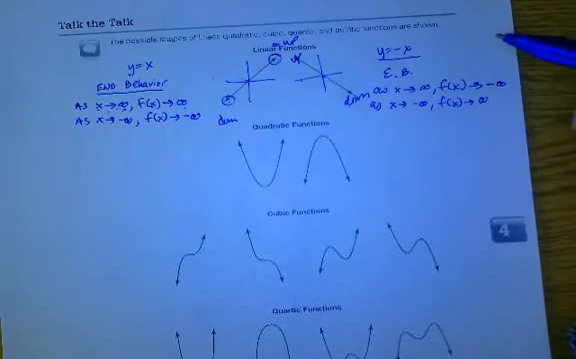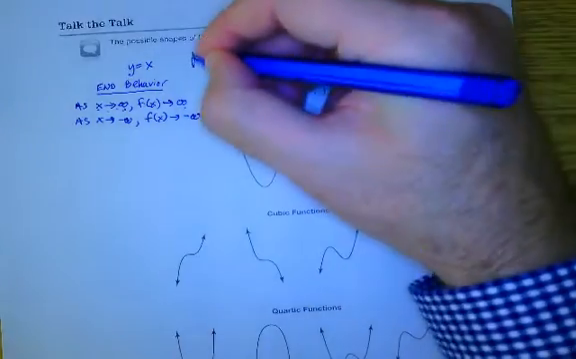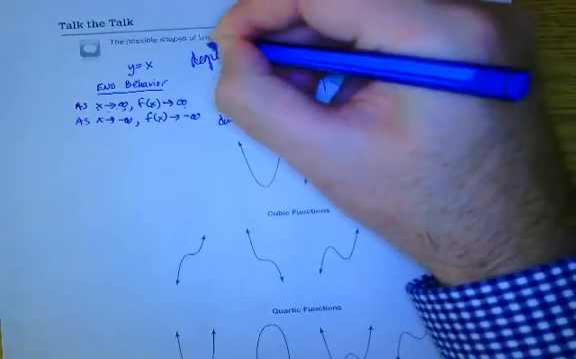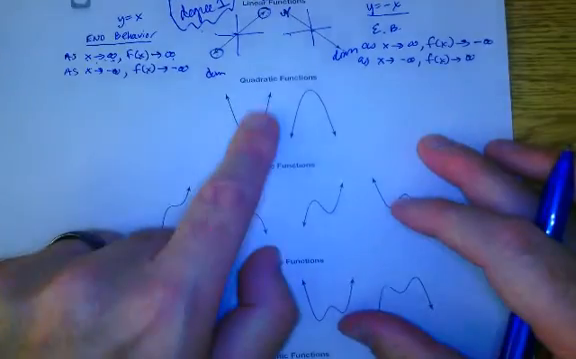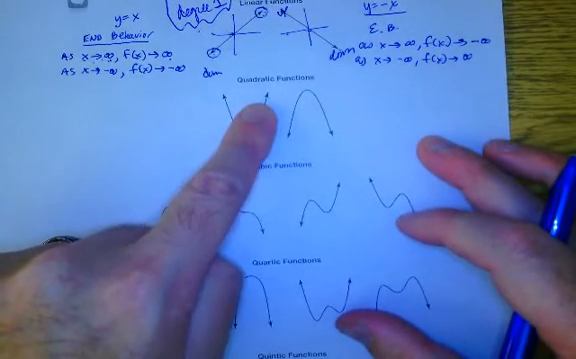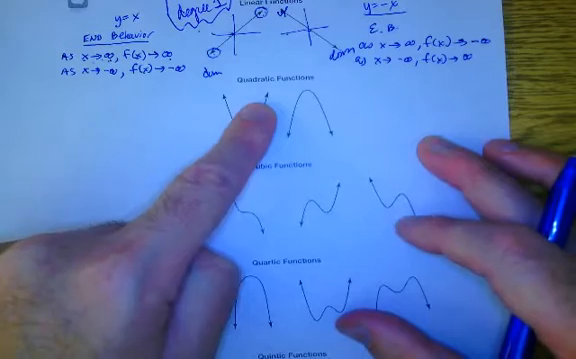This is degree 1, because it's x to the first power. Okay? These are quadratic equations. What degree are those? 2. All right, I'm going to skip cubic for a second. These are called quartic equations. What degree are those? 4.